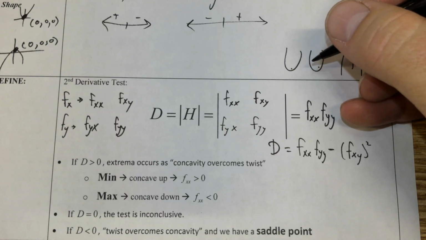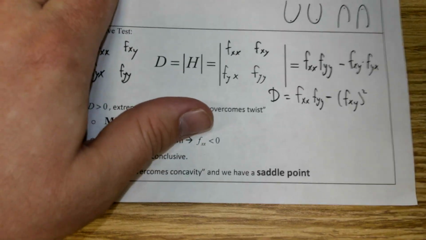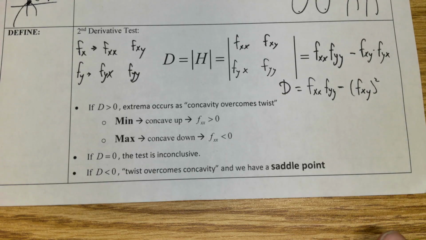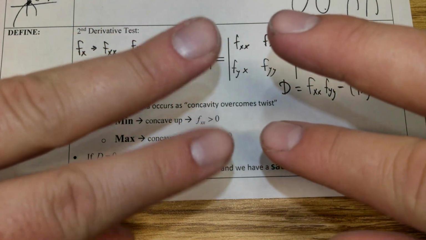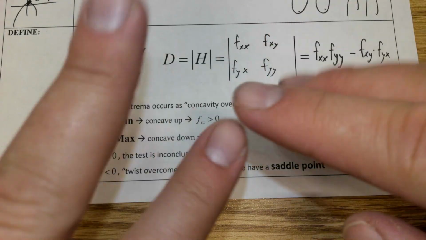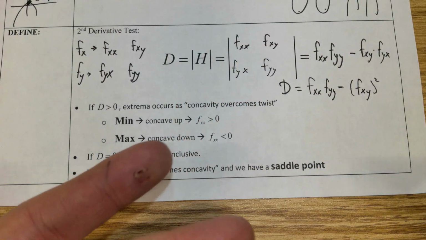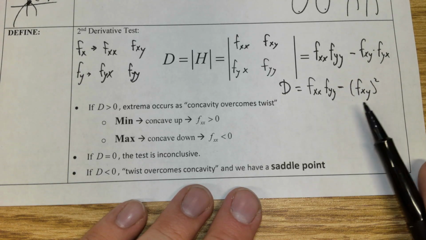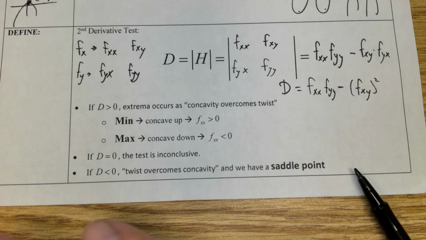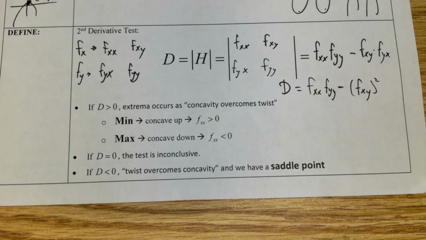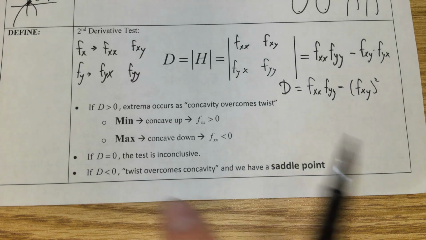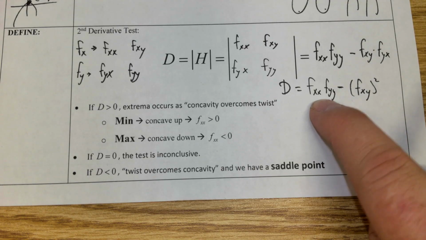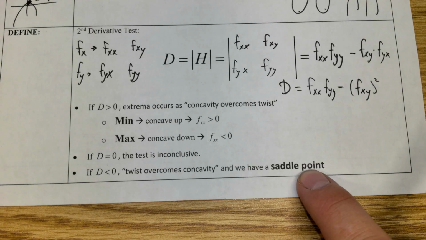And so what we need to do is grow to understand exactly what this term is. I like to call this term twist, because we're taking an x-ward derivative and a y-ward derivative. So we're kind of twisting, where this is just x by x acceleration, y by y acceleration. This is x by y. This is both directions at once. And so if I have a situation where my twist is greater than my concavity, I have a saddle point.